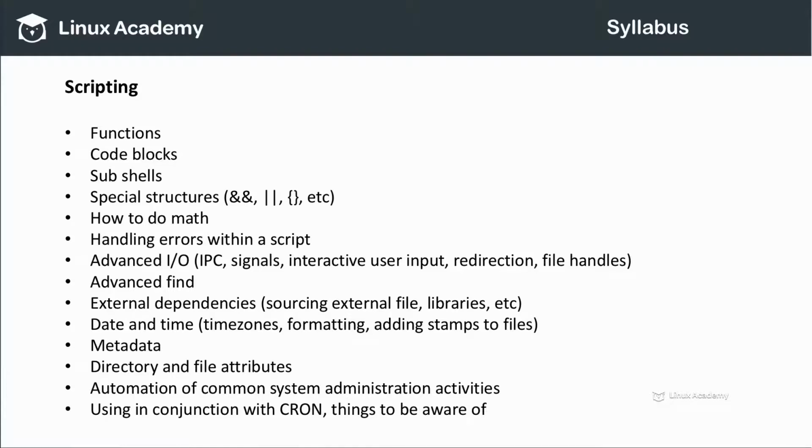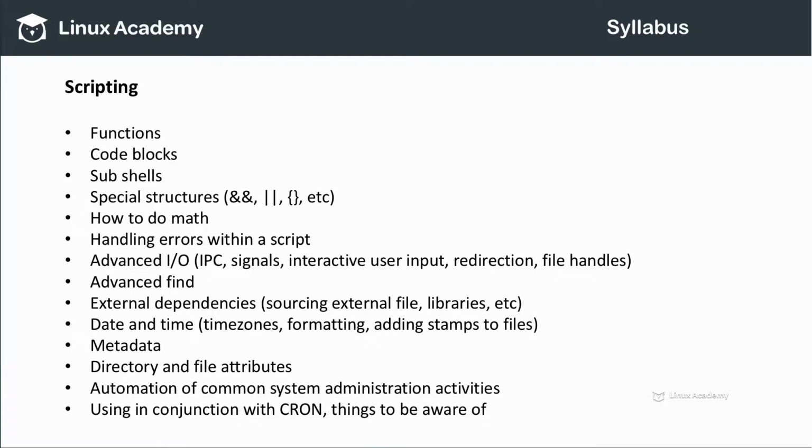We'll look at advanced find, things that we can do within a script to find information on our system, files, and concepts, and what we can do with that information when we find it as part of a find command or as part of a conditional so that it allows us to react if something exists. External dependencies, how we can source external files, include them in our configuration, libraries, etc.